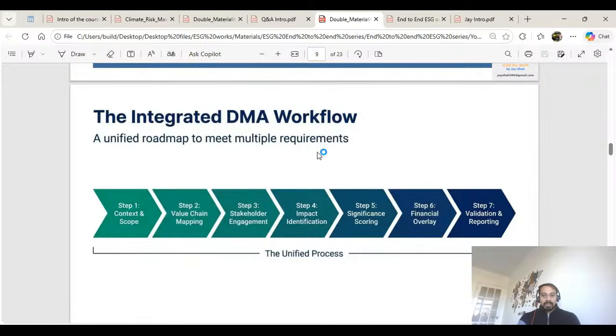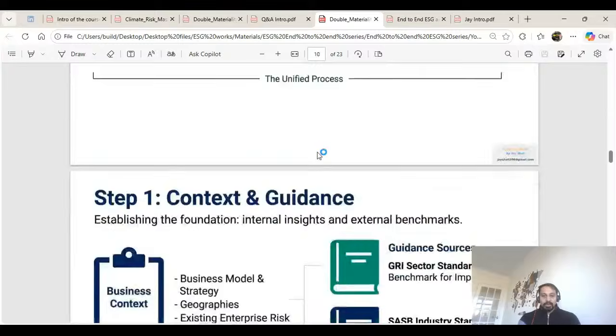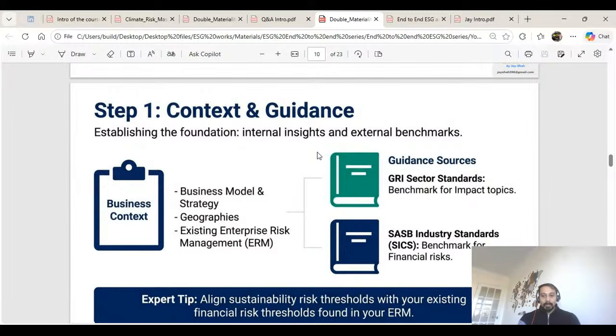So let's see the step-by-step process, what the meaning of each step is and what you have to do. So the first step is the context and scope. Start with the business context. What is your product? What is your service? What is your business model? What is the geography where your operations are present?